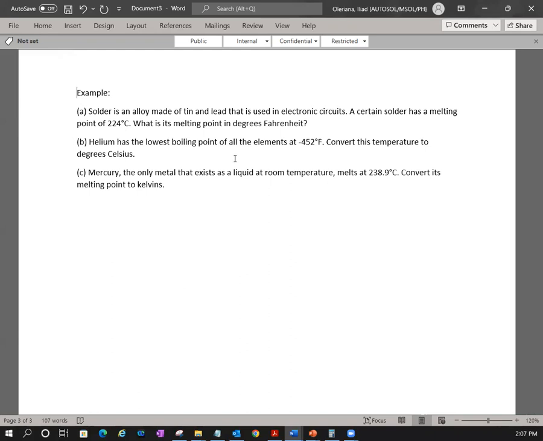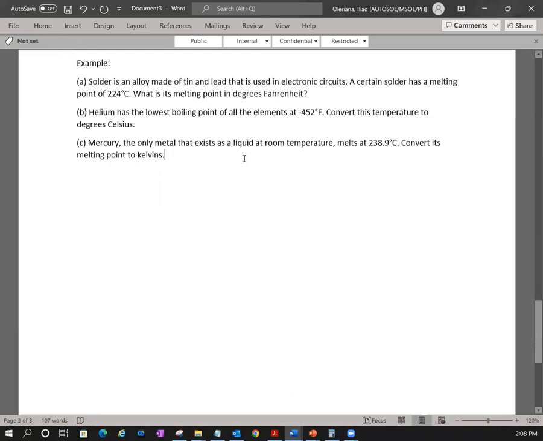Then let's now go to mercury. Mercury, the only metal that exists as a liquid at room temperature, melts at negative 238.9 degrees Celsius. Convert its melting point to Kelvin. Now, we have a melting point at degrees Celsius. We want a value which is in Kelvin unit. So, easy. So, let's go to the solution.